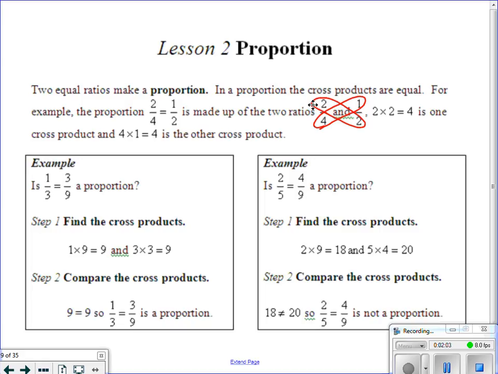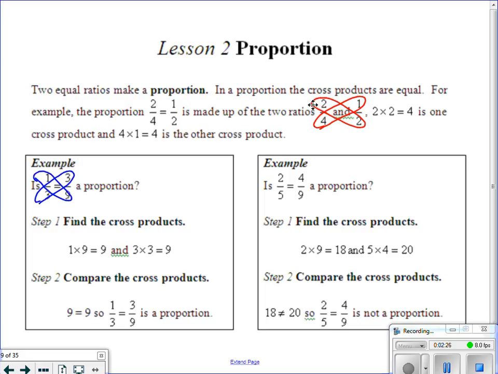So since both cross products equal the same thing, it's a proportion. If you look at the example down here, we've got 1 to 3 and 3 to 9. Do they make a proportion? Well, if I take 1 times 9 for that cross product, and I take 3 times 3 for the other cross product, well, 1 times 9 is 9, and 3 times 3 is 9. So yes, they're a proportion.